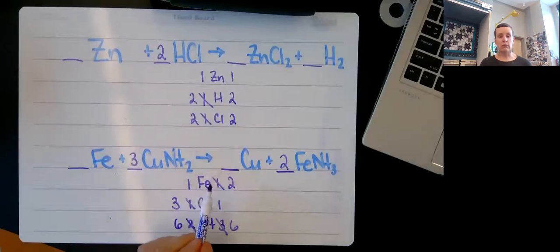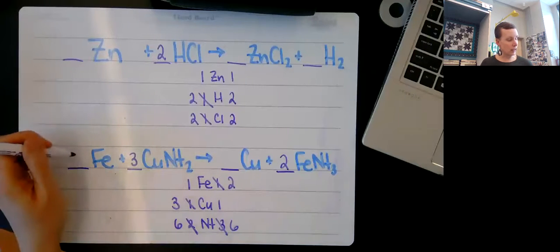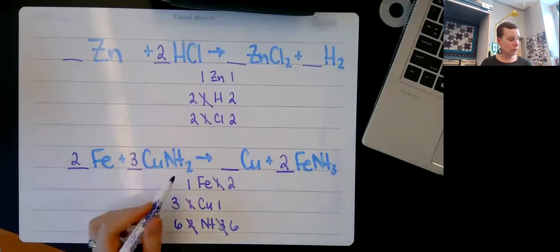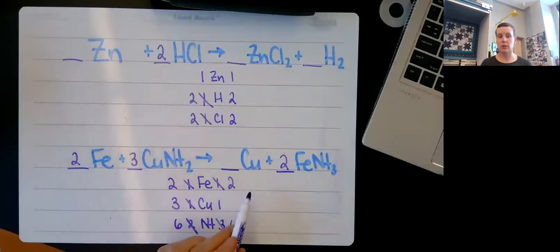So let's start with iron. Over here I have 2. Over here I only have 1. Well, iron's by itself, so that's handy. I can just multiply that by 2. 2 times 1 is 2. That fixes my iron. So 2 irons, 2 irons.